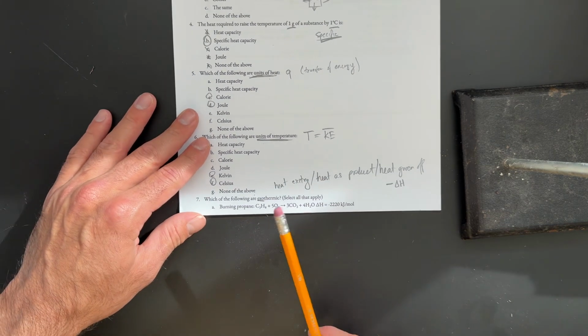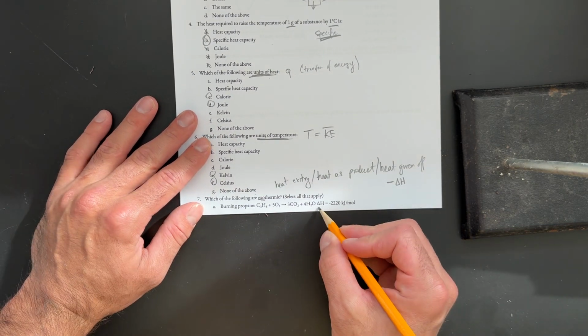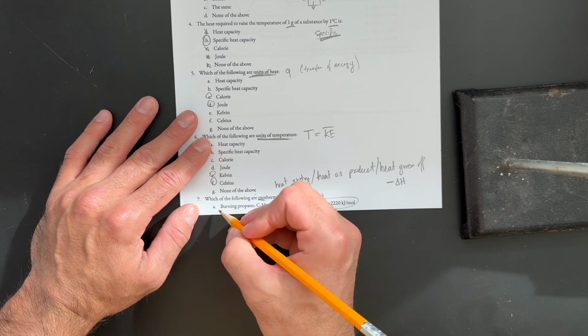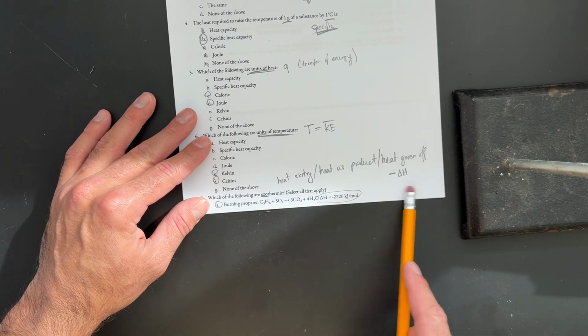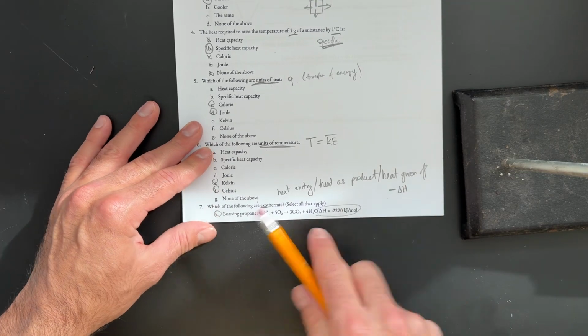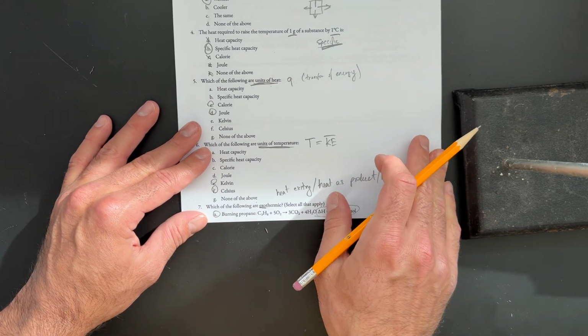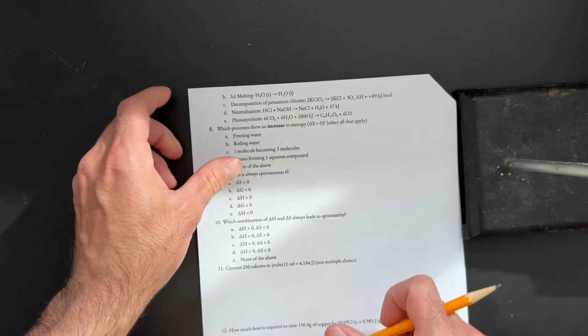And so what we see here is burning propane. Well, we have a negative delta H. And so that's going to be exothermic, right? Because negative delta H, heat given off, right? Yeah, this is clearly exothermic. And yeah, this is a combustion reaction. And we know that combustion reactions are exothermic. But continuing on, right? Are any of the other ones exothermic?